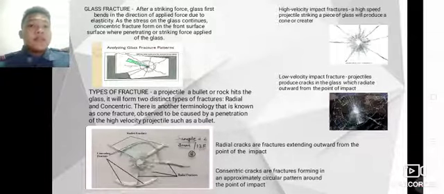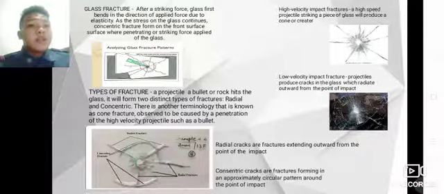Types of fracture: when a projectile, a bullet, or a rock hits a glass, it will form two distinct types of fracture, radial and concentric. There is another terminology known as a cone fracture, observed to be caused by the penetration of a high velocity projectile such as a bullet.